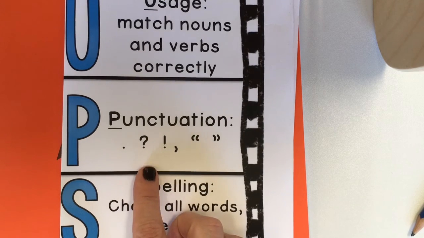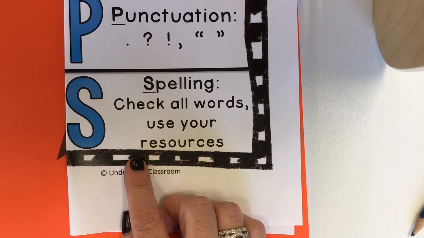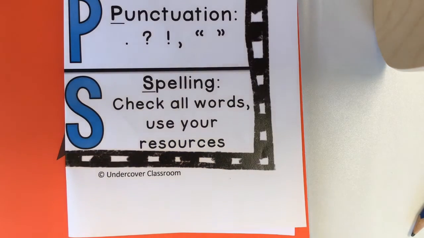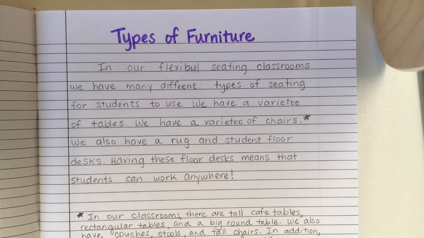Did you use punctuation at the end of each sentence? And how is your spelling? The spelling is something in particular that I want to focus on today: how you can check all your words and use your resources. Let's take a look at the paragraph I've written for the types of furniture.